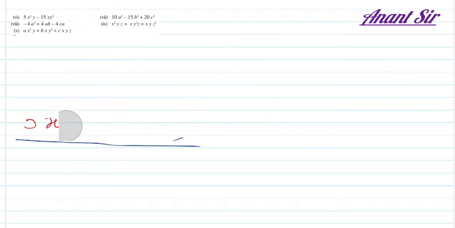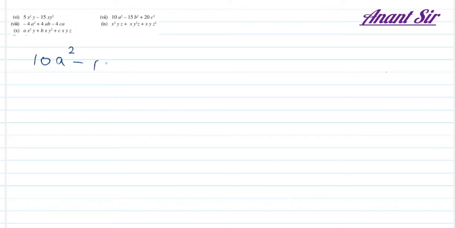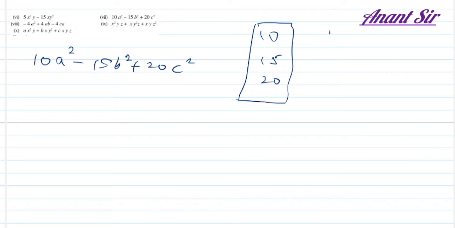So we move on to the question number 7 now. Question number 7 is 10a square minus 15b square plus 20c square. So 10, 15 and 20. By which numbers can you divide all the three? You know that 1 can divide any number, right? So 1 can divide 10, 15 and 20 also. Now the next number is only 5 because 2 can divide 10 and 20 but not 15, right? And there is no other number which can divide all the three. So 5 is the greatest number. So we are going to use the table of 5.